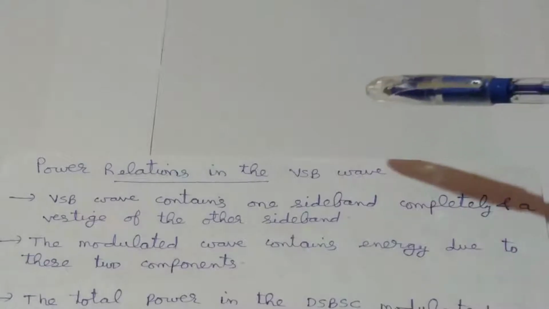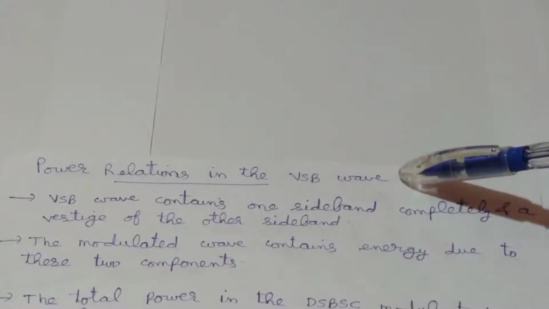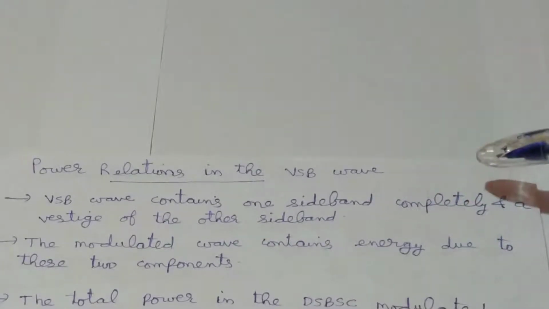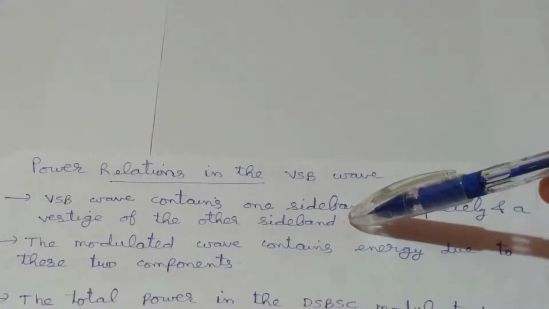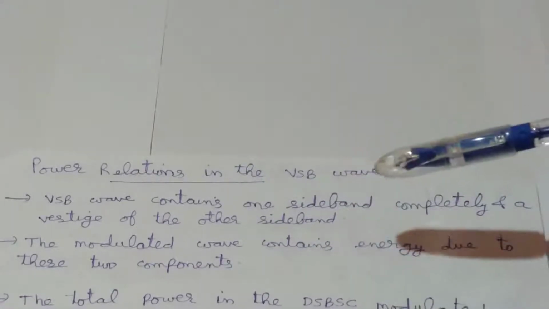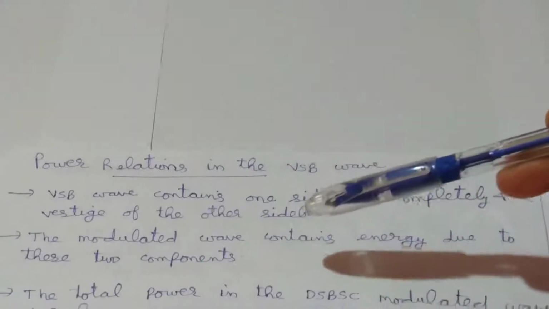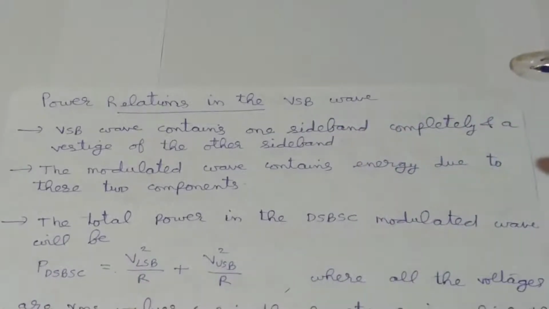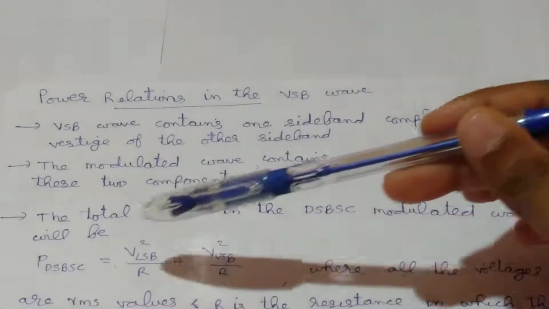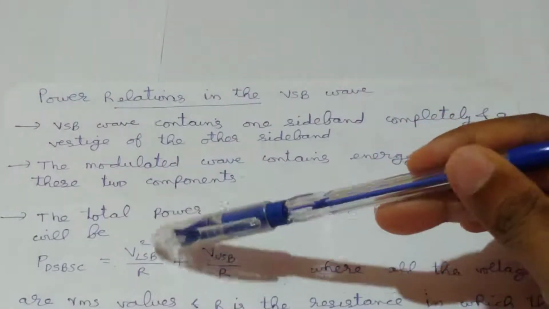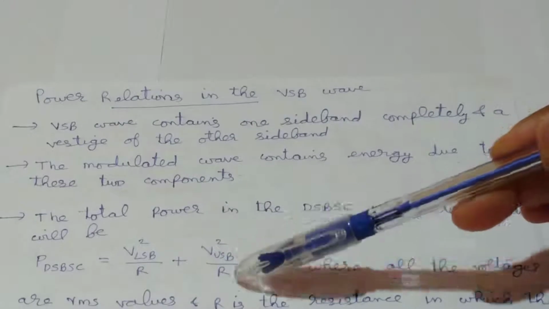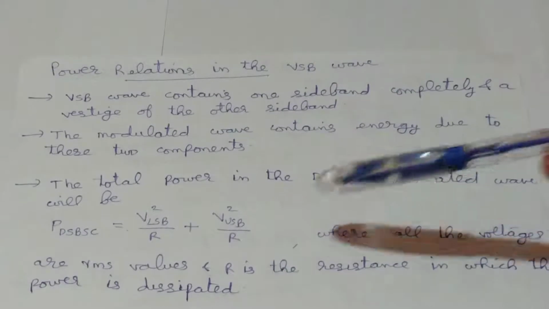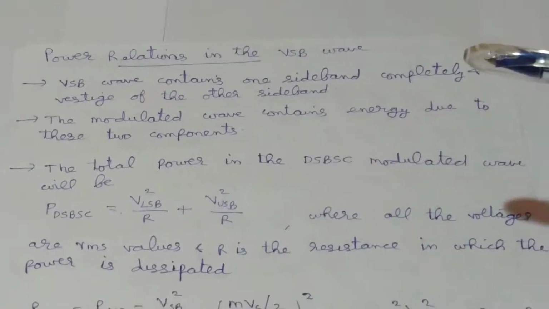Let's now consider the power relations in the vestigial sideband wave. We know the vestigial sideband wave consists of one sideband completely and a vestige of the other sideband, or a fraction of the other sideband. So the modulated wave contains energy due to these two components. Then we know the total power in the double sideband suppressed carrier modulated wave will be P DSB SC is equal to V LSB square divided by R plus V USB square divided by R, where all the voltages are RMS values and R is the resistance in which the power is dissipated.